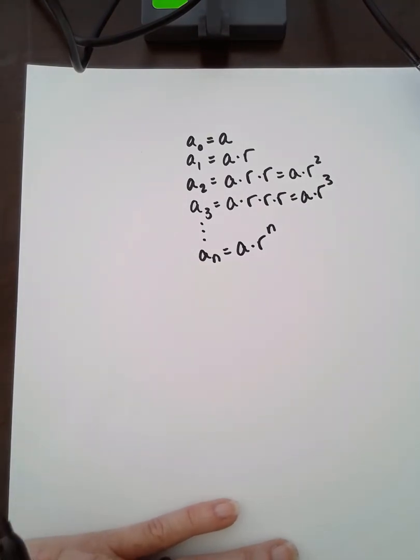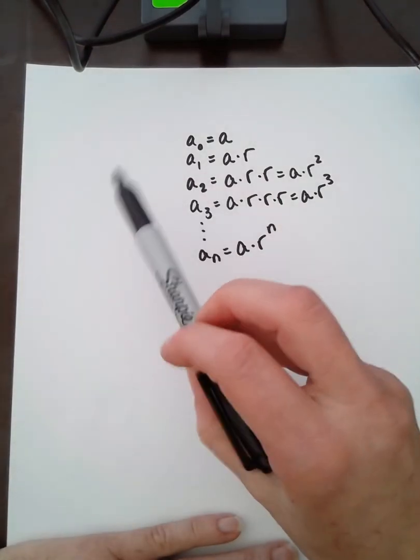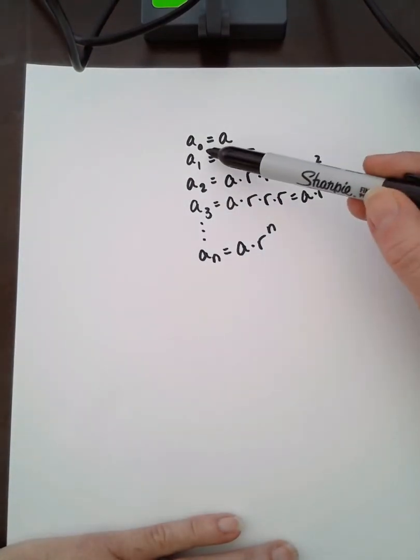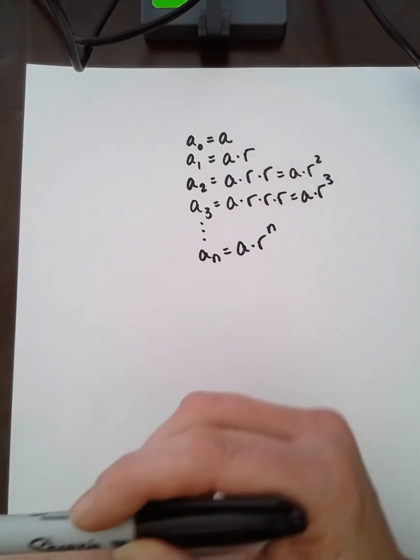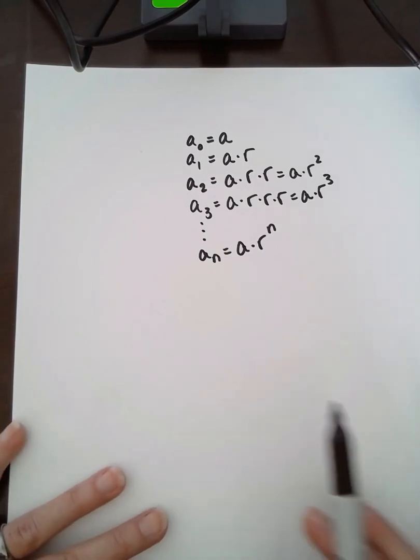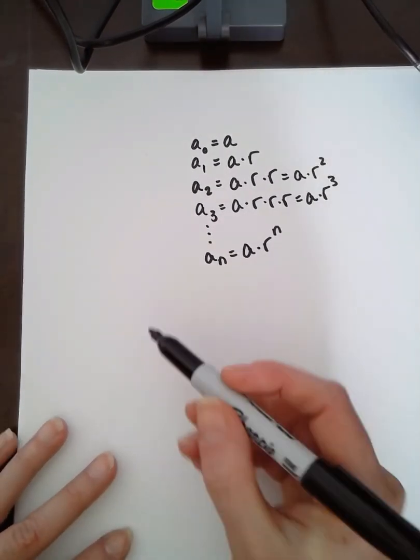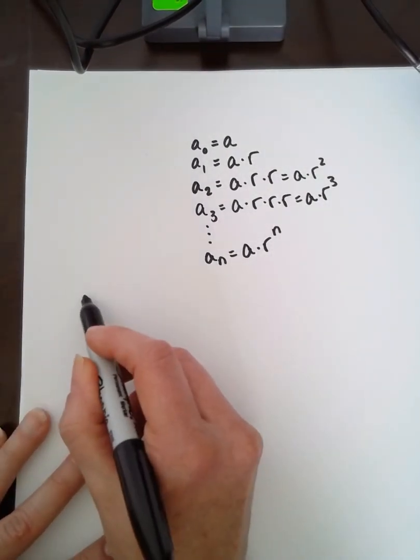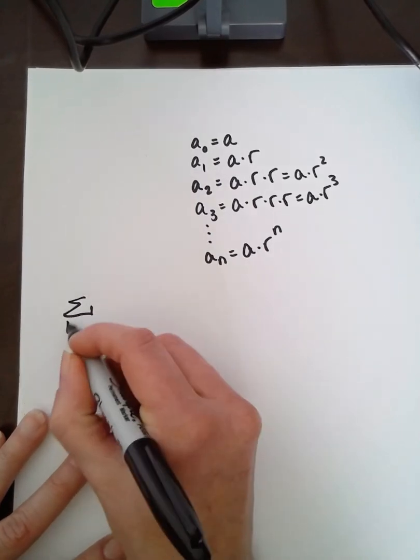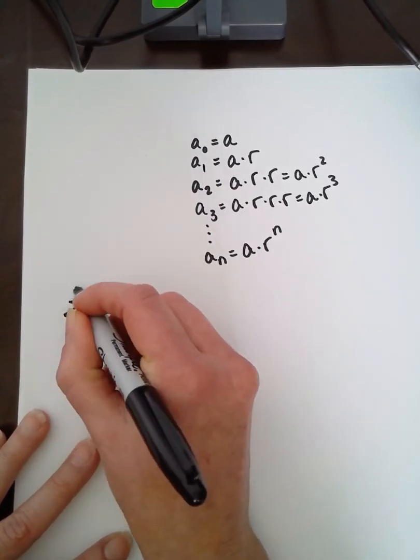Remember that I said that the domain of this sequence is going to be the non-negative integers. This is very important to keep track of, whether or not you're including this a sub 0 term. It does impact the sum. So as we sum this sequence, we're going from 0 to n.